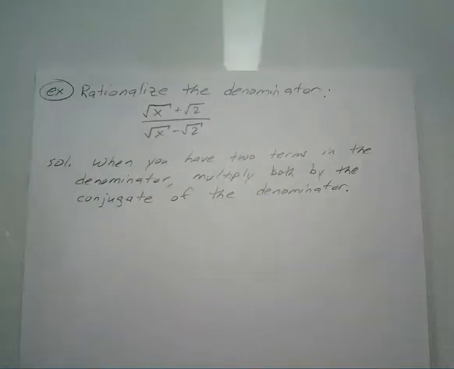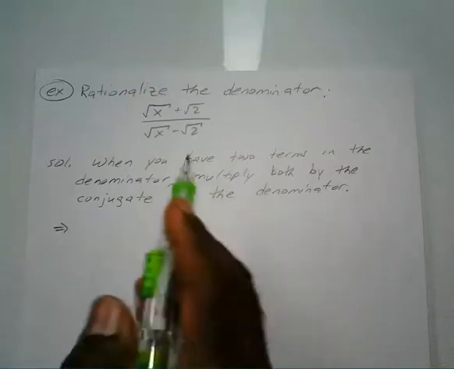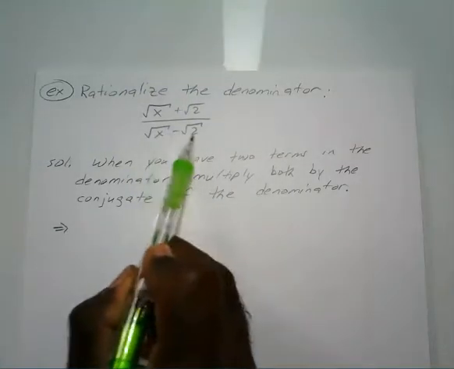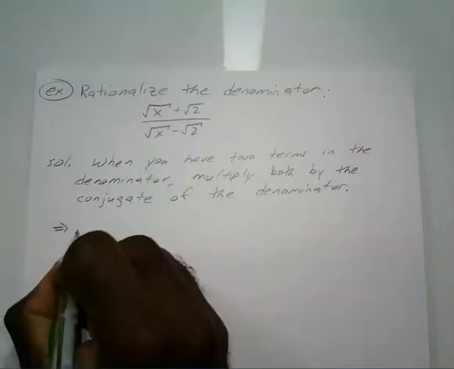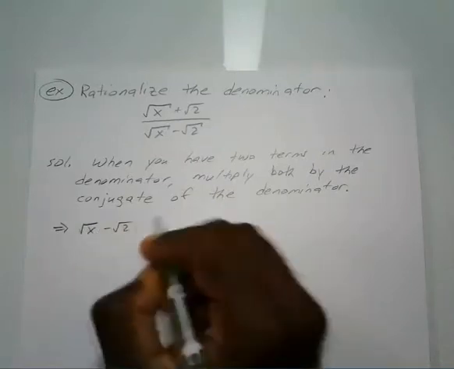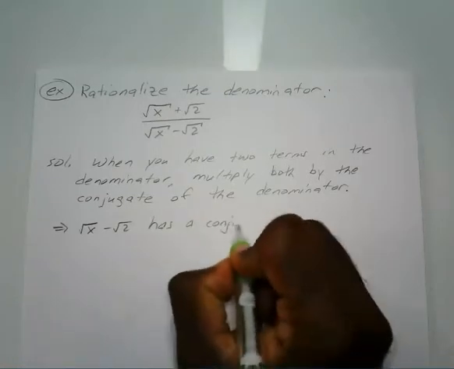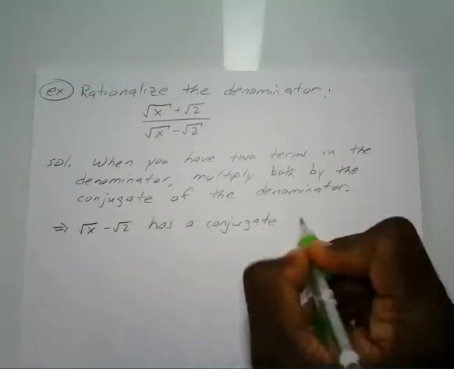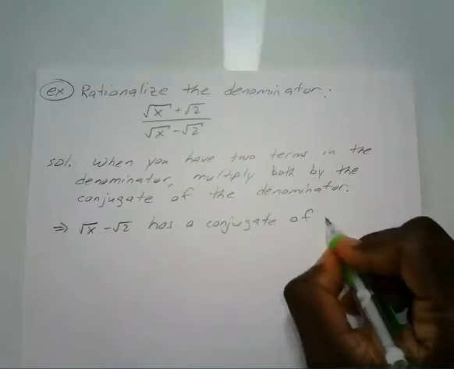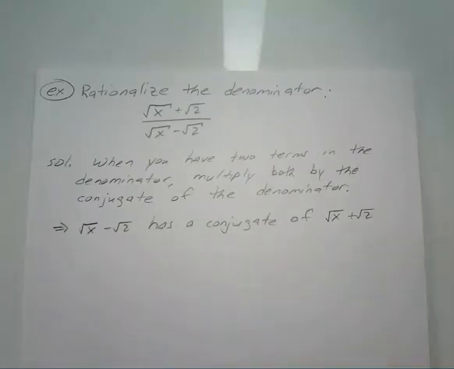Okay. Now the conjugate of the denominator is just changing the sign. So square root of x minus square root of 2 has a conjugate of square root of x plus square root of 2. That's it. Conjugate is just a fancy way of saying change the sign.